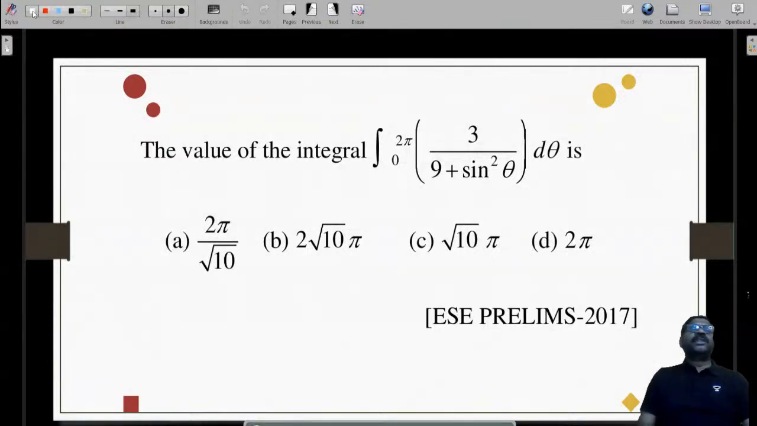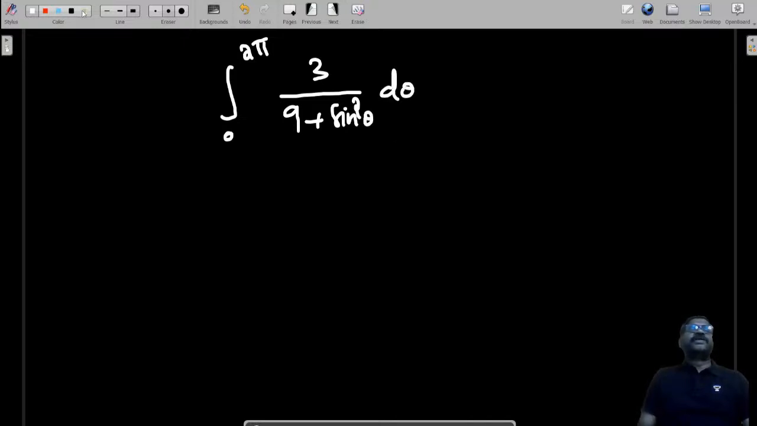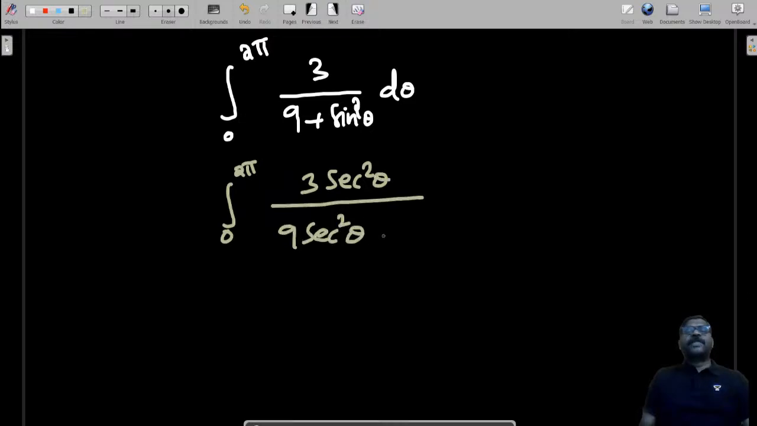The value of integral 0 to 2 pi, 3 by 9 plus sine square theta d theta. First you have to divide numerator and denominator by cos square theta. 3 secant square theta by 9 secant square theta plus tan square theta d theta.